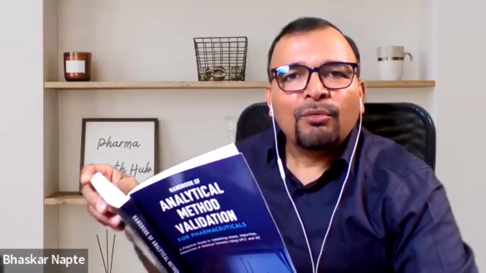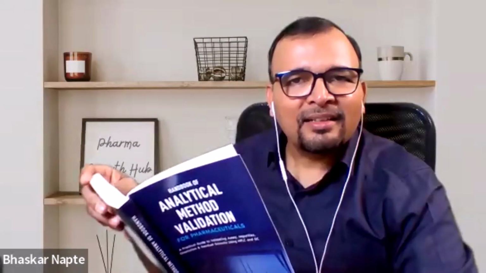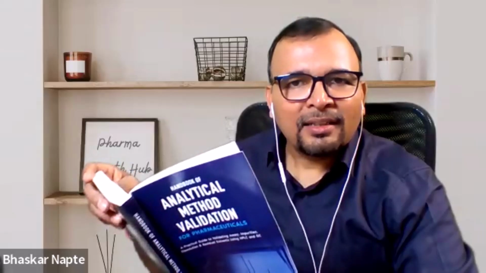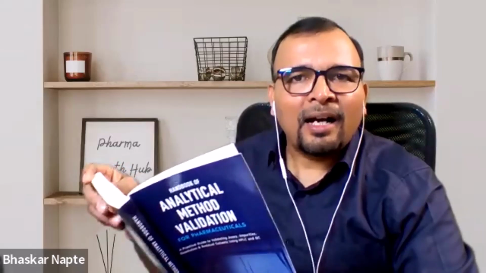But the second chapter is very important and interesting, and that talks about understanding performance characteristics for test procedures. Now, there are different types of testing procedures like identification test or related substances test or dissolution test. So, how one can understand which performance characteristics or parameters need to be considered? So, this chapter number 2 explains scientifically and logically which performance characteristics are needed or which performance characteristics are possible and which are not possible.